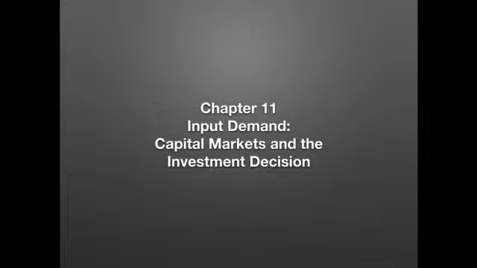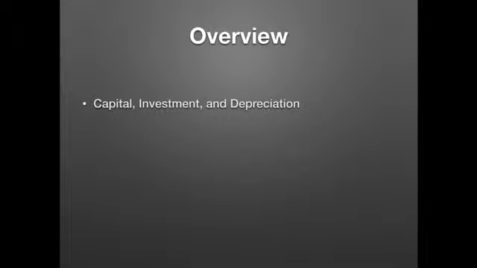From there, we switch to Chapter 11, which talks about input demand, but specifically looking at capital markets and the decision-making process for buying capital. In the first section, we look at capital investment and depreciation. In market capitalist systems, the decision to put capital to use in a particular enterprise is made by private citizens putting their savings at risk in search of private gain. The set of institutions through which such transactions occur is called the capital market.